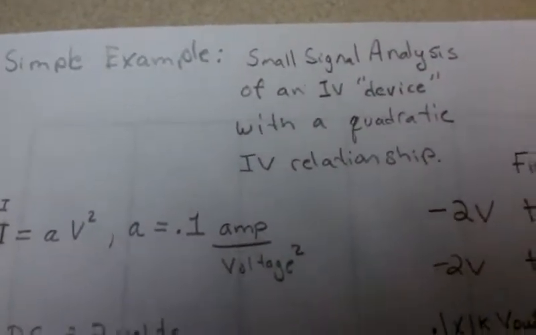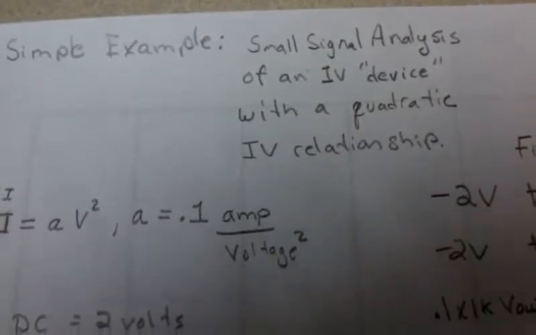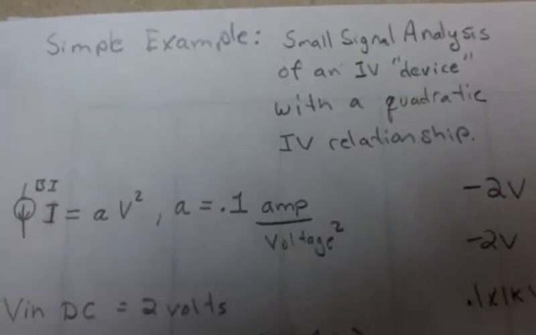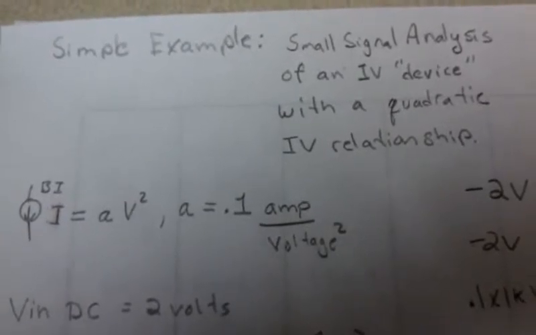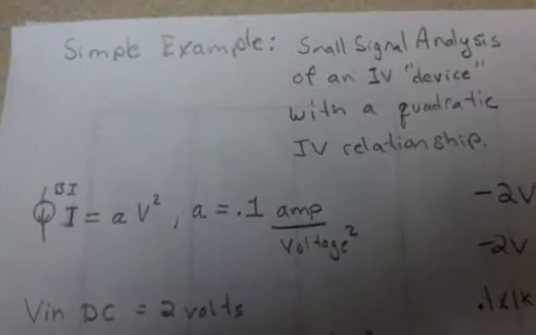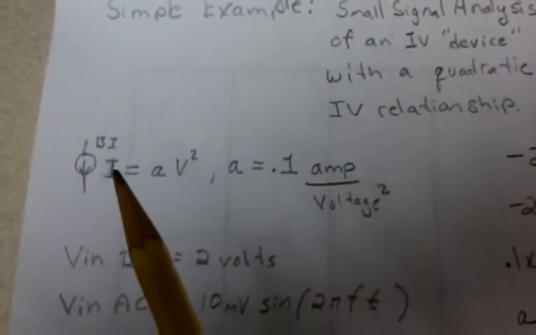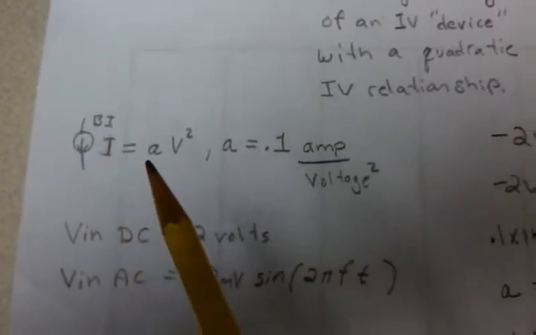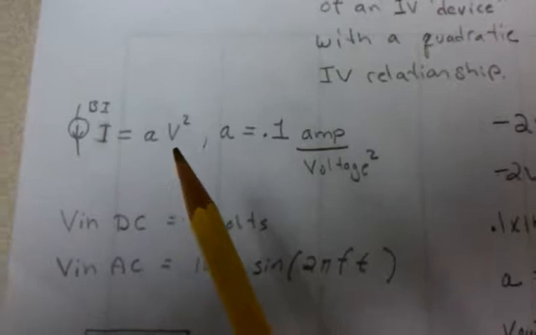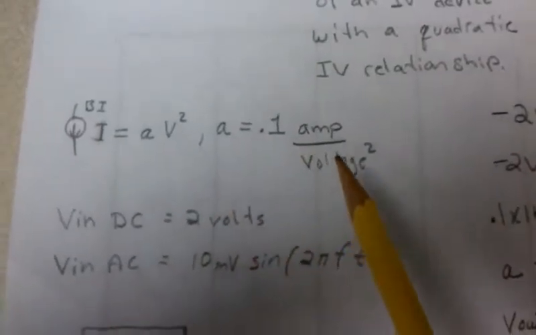We'll do a simple example of an iDevice with a quadratic IV relationship. Quadratic IV relationships can be found when you use MOSFETs. First, we'll have a current source where the current equals a scaling constant times V squared. In our example, we'll use A as 0.1 amp per V squared.